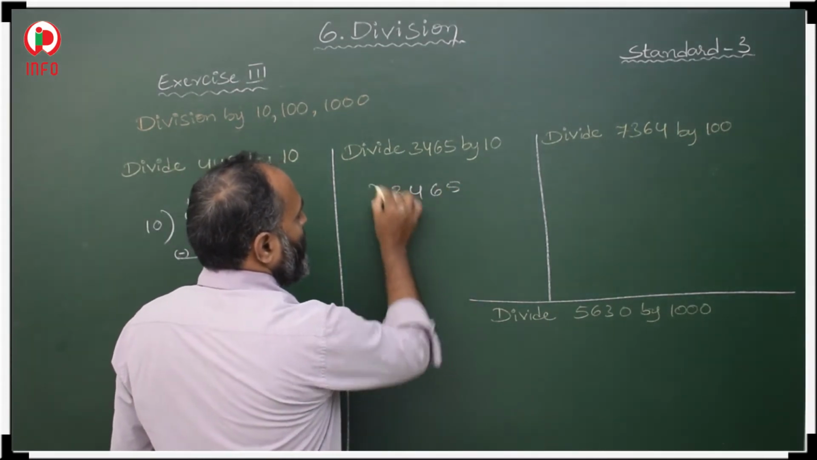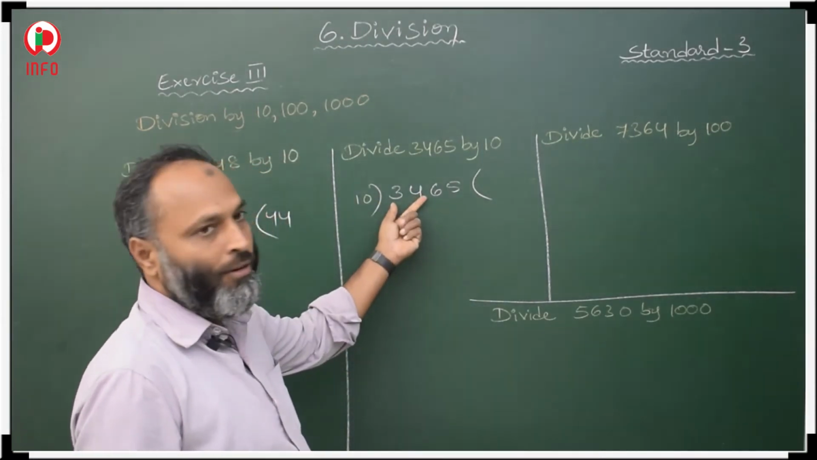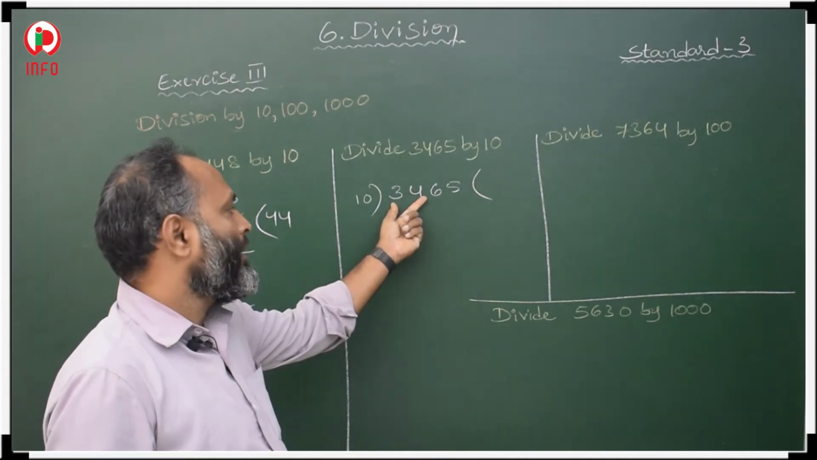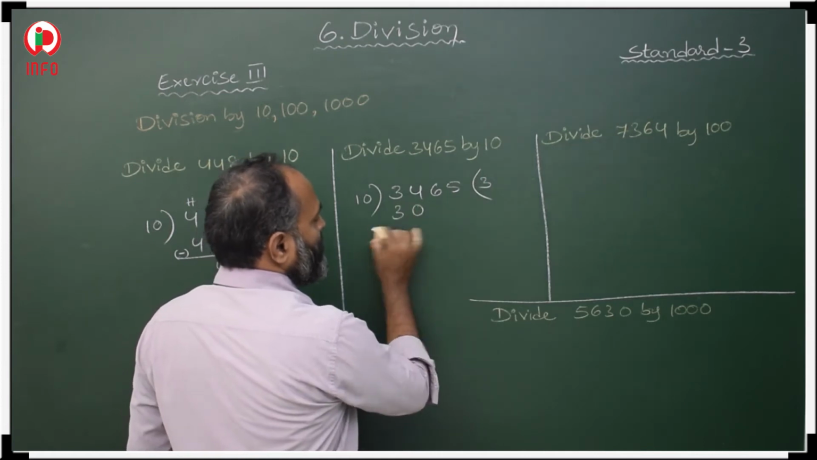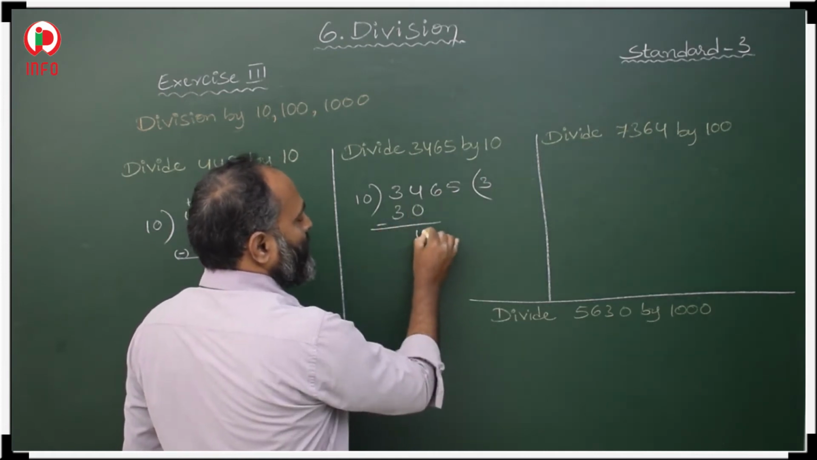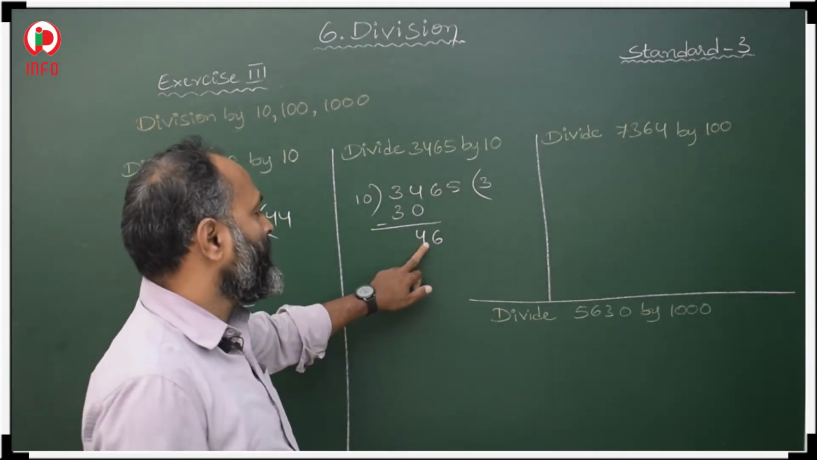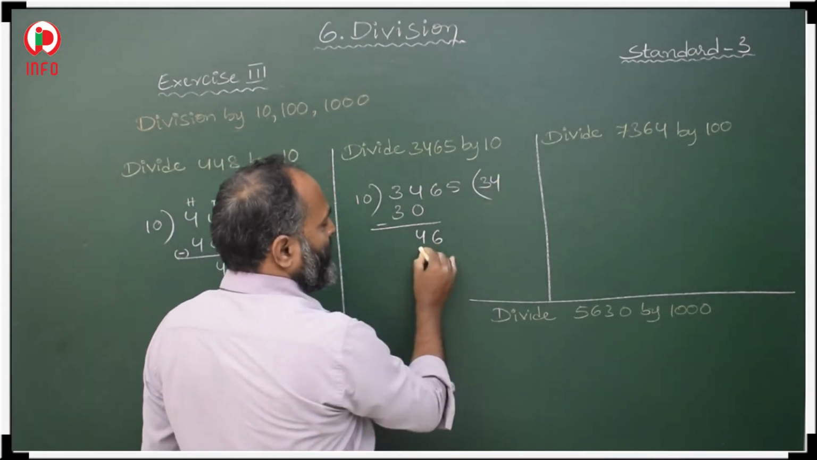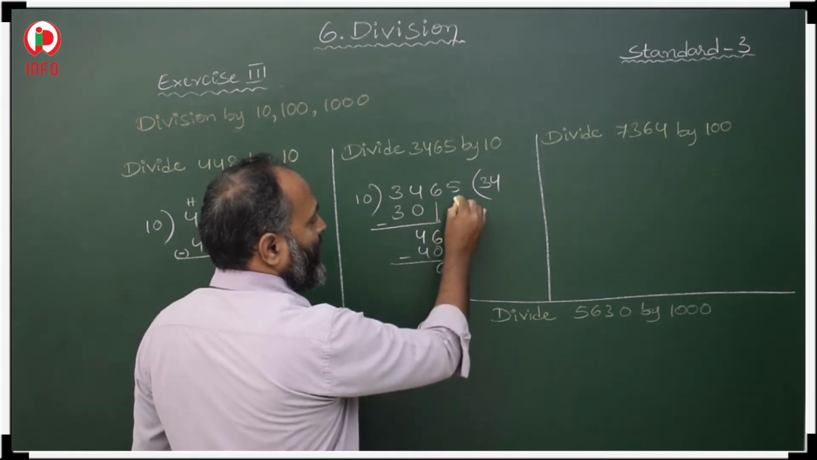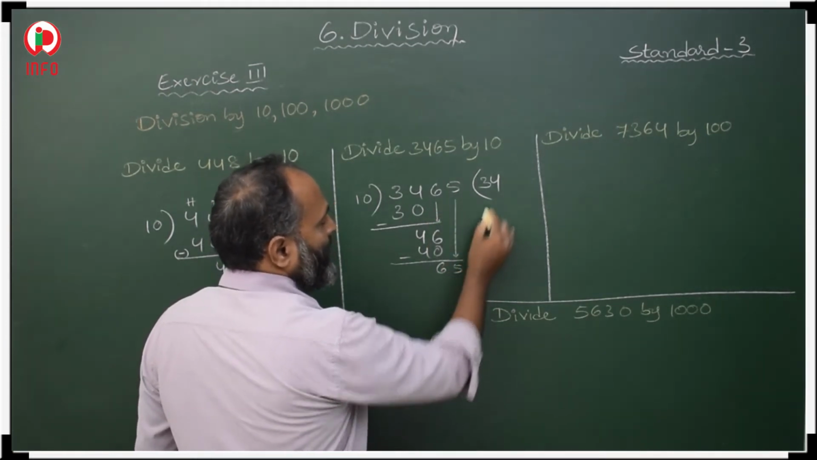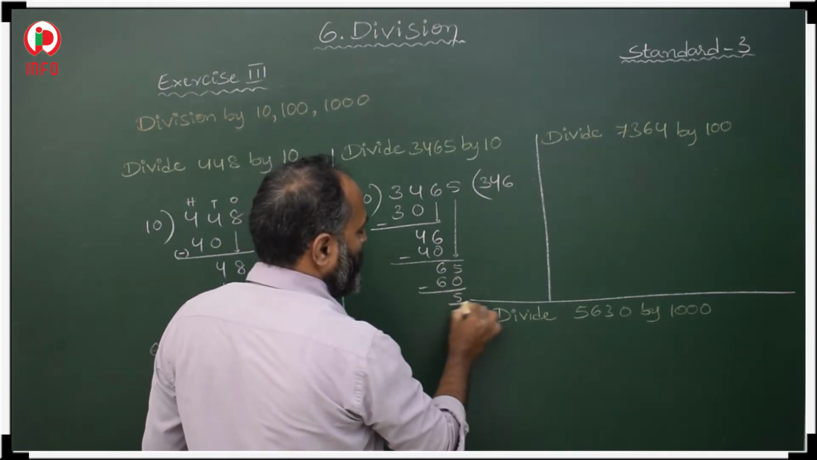Next, here 3465 we have to divide with 10. First we have to take 34. When will you get 34 in 10? 10 3s are 30, minus: 4 minus 0 is 4, then after that 6. Then in the 10 table when will you get 46? 10 4s are 40, then minus: 6 minus 0 is 6. Again you have to copy this 5, 10 6s are 60, and what is the remainder? 5.